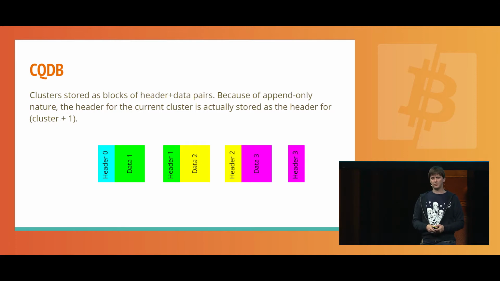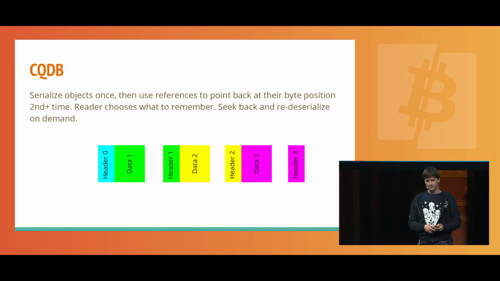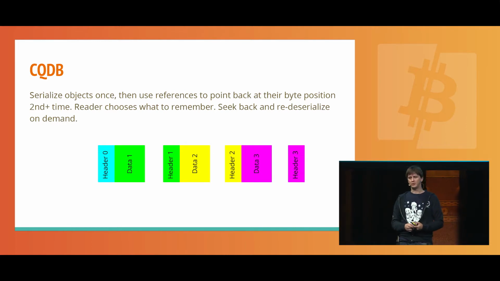So it's efficient in that way. Like I said, you serialize objects once, and then you use references to point at them. And you point at their byte position. So what that means is that the reader does not have to have any data in the memory. If I only have room for 10 transactions, I can throw everything out and just keep 10. And then when you tell me that there's a transaction I need to know about, I can go back and read that transaction directly by looking at the reference to it.